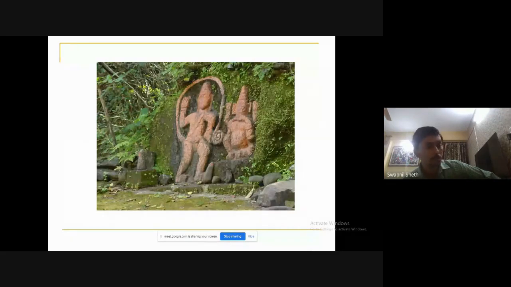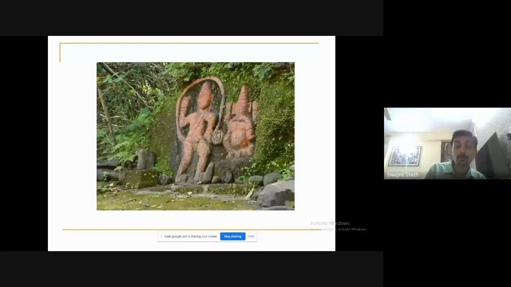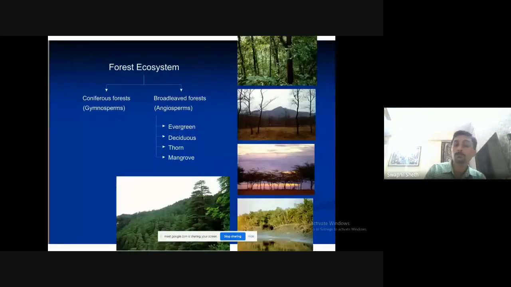So we can always see in any picture of a god, a plant or maybe an animal attached with them. That means there's a close association. So we need to understand these diversity aspects as well. Then we come to the ecosystem diversity.